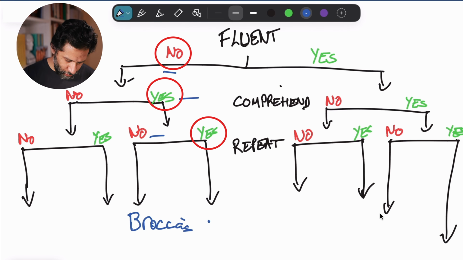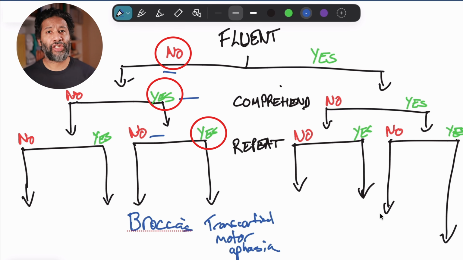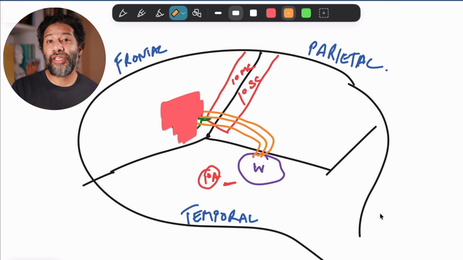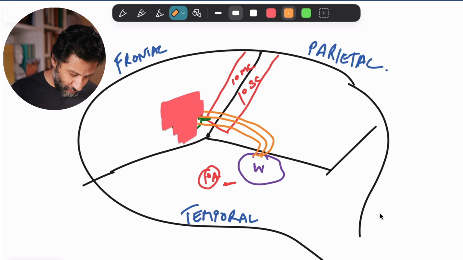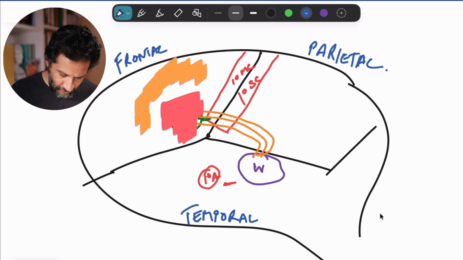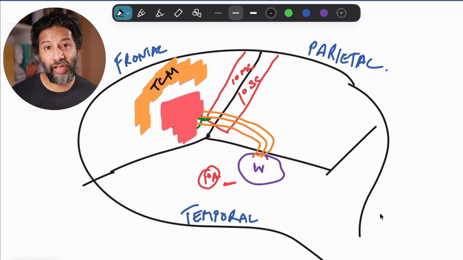that's something called a transcortical motor aphasia. So transcortical motor aphasia is a similar picture to Broca's. It's non-fluent, sparse, but ask them to repeat a phrase and they can do it. The lesion sits anterior or superior to Broca's area. So if I was to highlight, this is where we would classically see a transcortical motor aphasia.